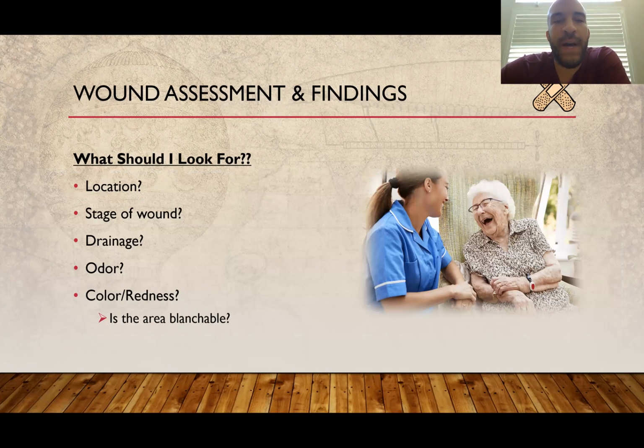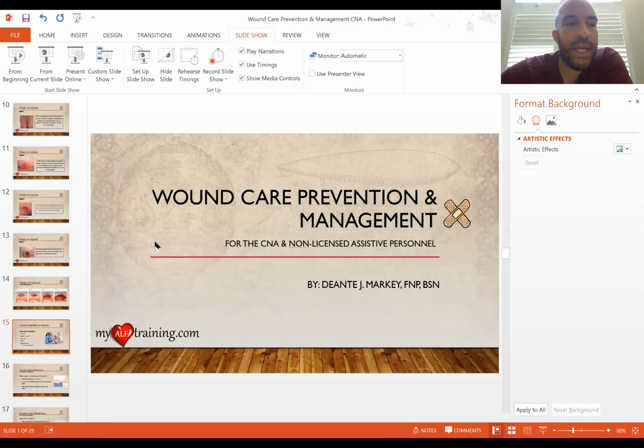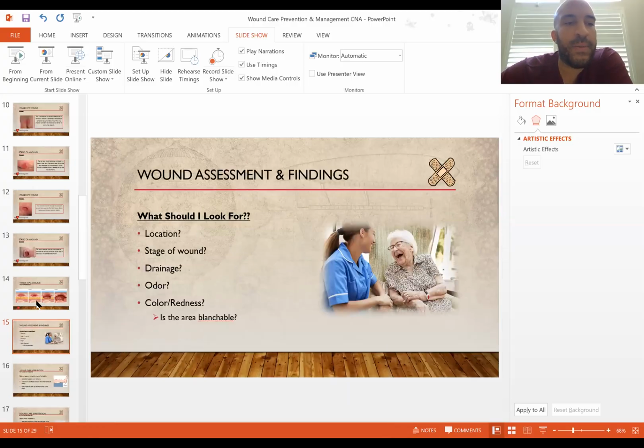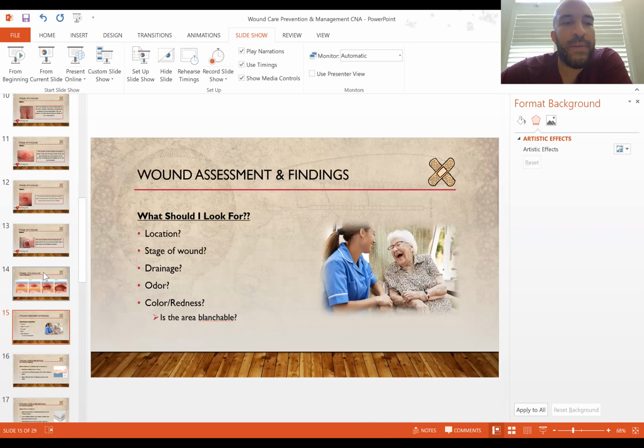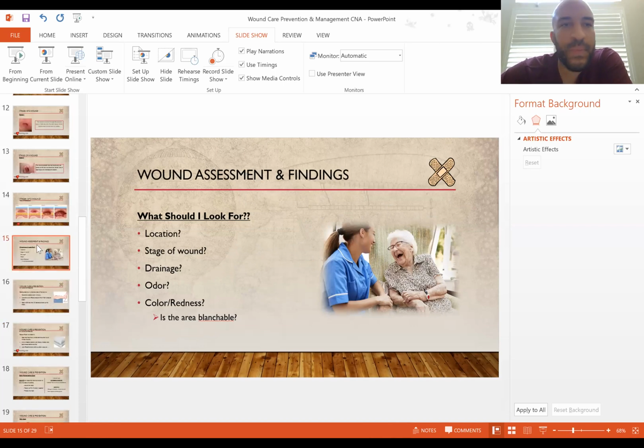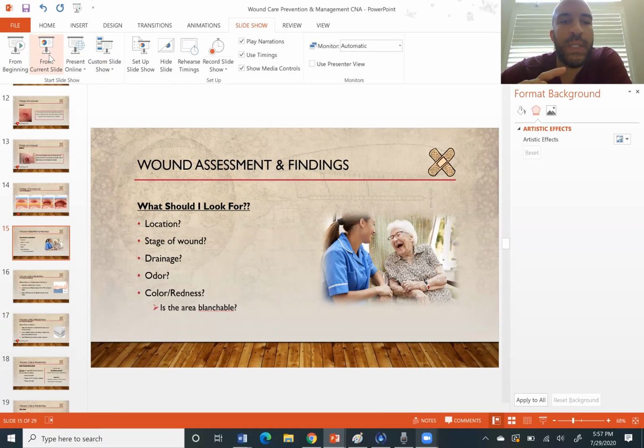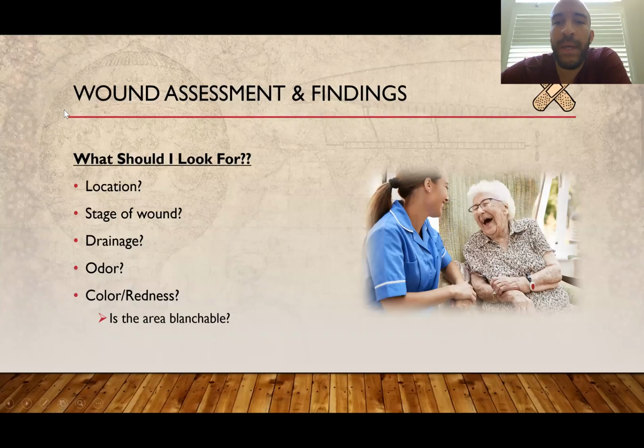Wound assessment and findings. What should I be looking for if I am caring for this patient? Well, if we are caring for this patient, we should be looking for a few things when we're doing our assessment. We should be looking for the location of the wound first. Where is the wound? The wound's on the foot. We should probably look at the other foot as well.